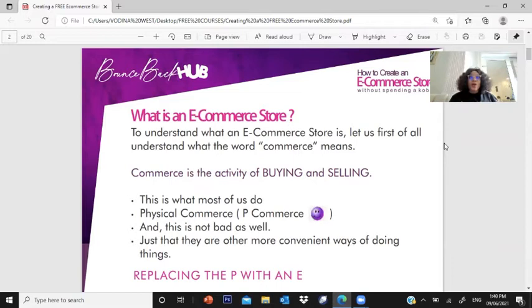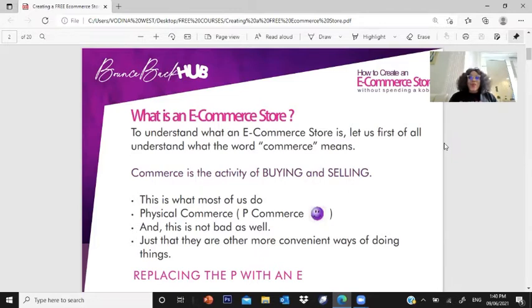And most of us are already into that kind of business. Buying is not a problem, but selling is usually a problem, either because you don't have a customer, you don't know where to get them from, you don't have a shop, you're working from home, your products are in your house, and you don't know who is going to buy them. Okay, so this is what most of us do already. What we do is physically we buy and we sell physically, and I can call that a p-commerce.